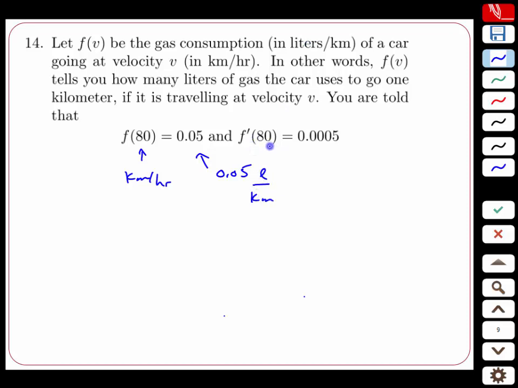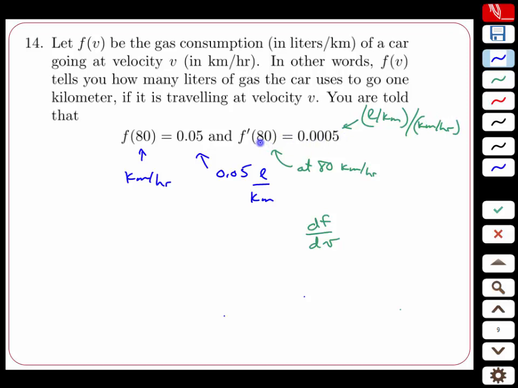And more interestingly, when we look at this prime value, when we're at 80 kilometers per hour, so we're traveling at slow highway speeds, we have a rate of change. Again, here I have to be careful. This is in liters per kilometer. Those are the units of F. In fact, it might be better to write this as dF/dV. The units of F are in liters per kilometer, they're the gas mileage. But then we ask, how does that change as we change our speed of the car?